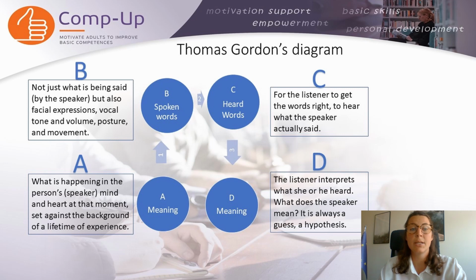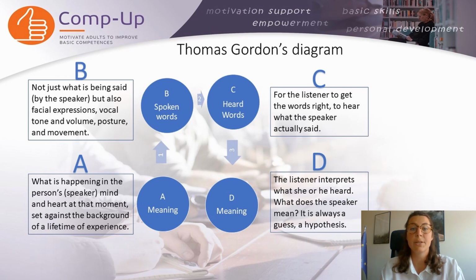Circle C represents what the listener actually hears. A first step is to comprehend the speaker's words right. This might seem trivial, but is in fact harder than it seems. This circle is called heard words.